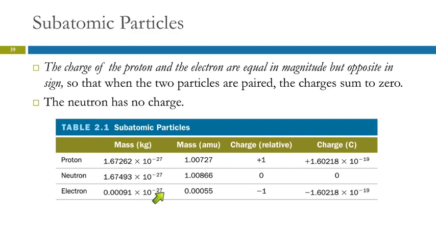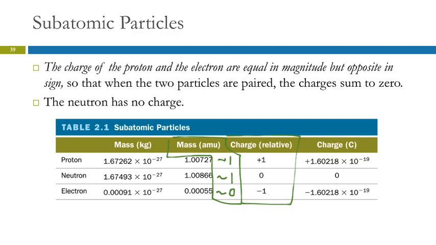These are the actual masses in kilograms. These are the masses in atomic mass units. So what do you need to know out of this? Well, for the mass, I'd like you to know that this one's approximately 1, this one's approximately 1, and this one's approximately 0. We should know the relative charges. Here are the actual charges in coulombs, and it's great that we know that, but we don't have to memorize that, okay?